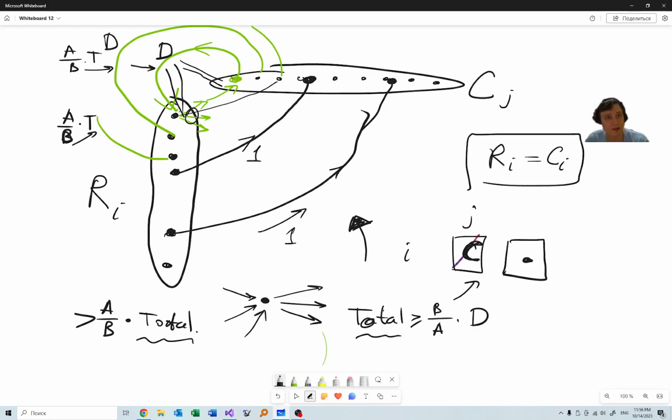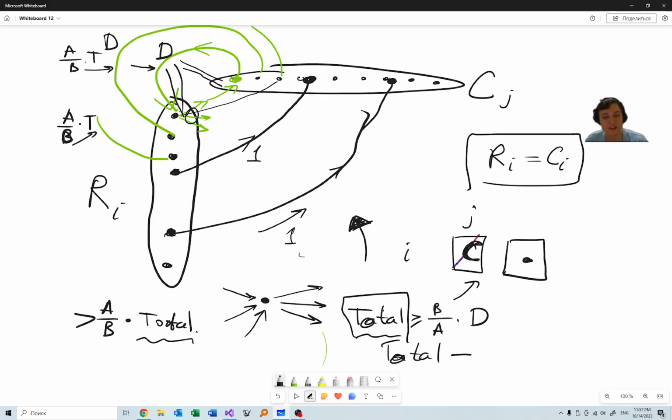So now we have a circulation, but in which we need to maximize something. This is hard because usually you just check whether a circulation is possible or not in some transport system. And here we need not only to check the ability to make a circulation, but also to maximize the flow through green edges. And if it's maximized, we now check that total is at least B over A times D.